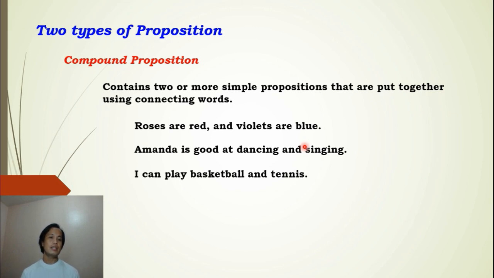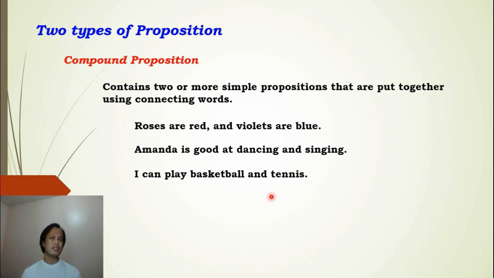And the third one is, I can play basketball and tennis. So we have two ideas here. Number one is, I can play basketball and at the same time, I can play tennis. So a compound proposition is being connected by connecting words. In these examples, we have used the word and. In my next video, we will be discussing these connecting words.